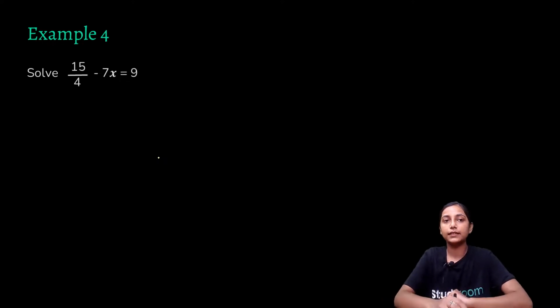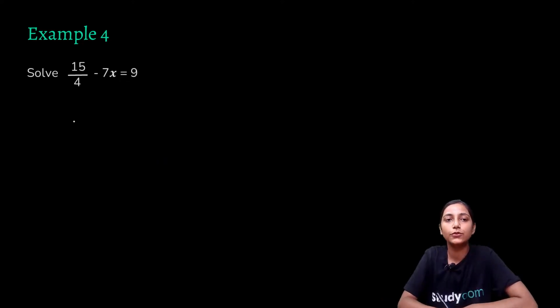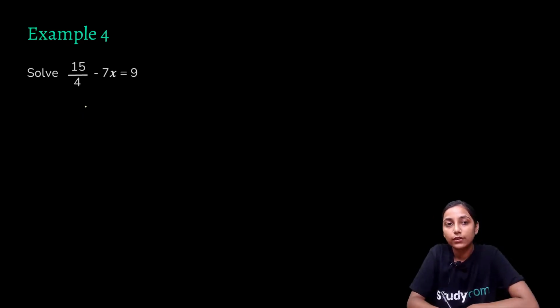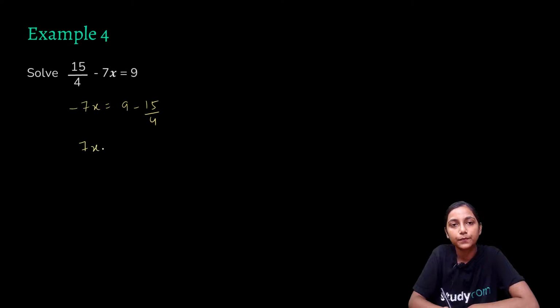Our next example is example number 4. We need to solve 15 by 4 minus 7x equals to 9. Again, we will keep the constants on the right hand side and the variables on this side. So it will be minus 7x equals 9 minus 15 by 4, or we can write it as 7x equals to 15 by 4 minus 9.